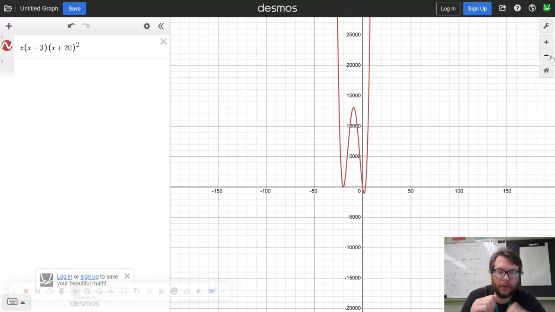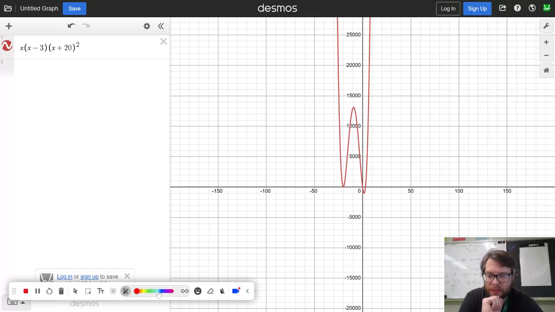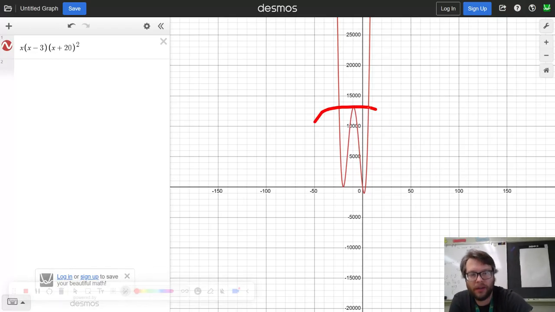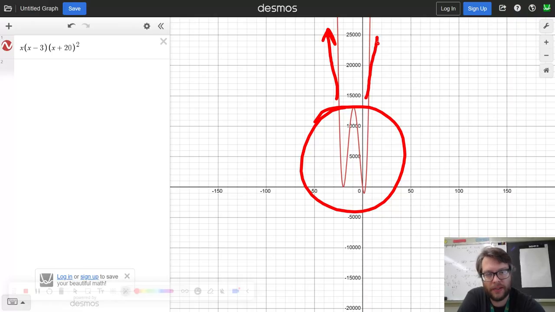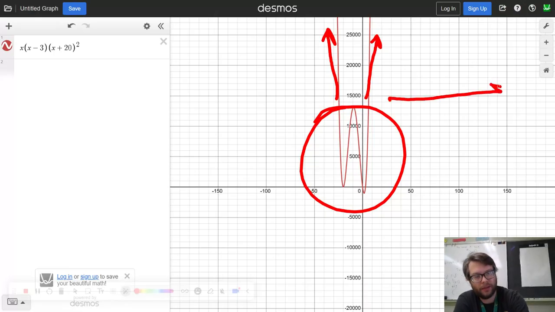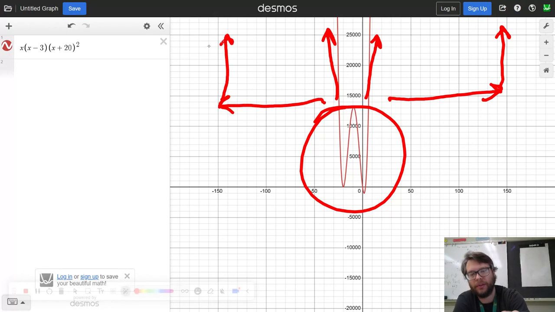All right, so I don't care about all of this wiggly stuff in the middle. I am ignoring this. We could figure that out, but we don't care. All I care about is the ends. And what I see is that this end is going up and to the left, and this end is going up and to the right. So what that means is the further that I go to the right, the further that my graph goes up, and the further that I go to the left, the further that my graph goes up.